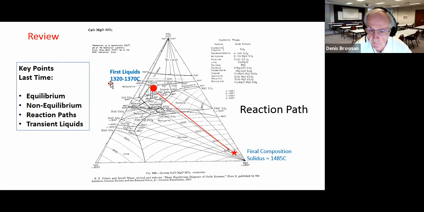But within the fine area of particles of the composition, we're going to form some liquid. Now that liquid is not an equilibrium phase, so the composition of that liquid must go toward the final composition of the ceramic. So the composition of that liquid is going to change. It's a non-equilibrium liquid, and we call it a transient liquid. It's a transient liquid because it disappears in time during the firing process, but it aids us in sintering and densification.